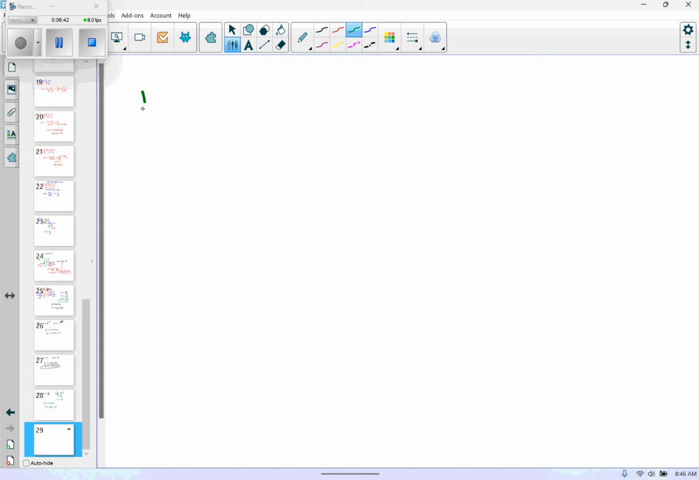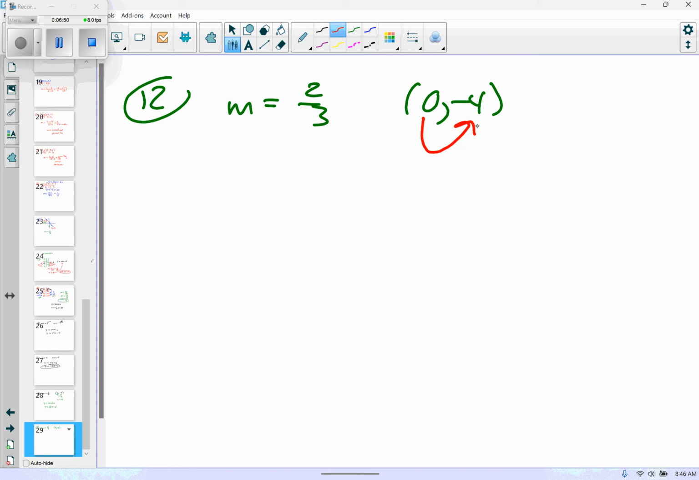And then problem number 12, we have a slope of 2 over 3, and we have (0, negative 4). Again, remember, if there's a 0 there, that's my b value then. So I can just plug those directly into this equation. So I get y equals 2/3 x minus 4. And we're done with the homework assignment.